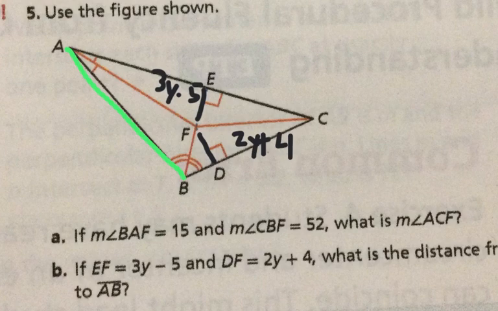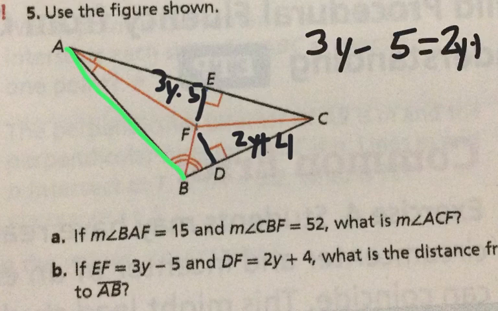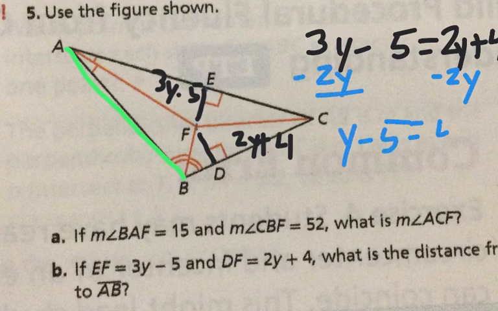Okay, well, I'm not really sure how I'm going to find that green line yet, but I know that EF and FD are equal because they are both perpendicular bisectors of that line. So I could say that 3y minus 5 has to equal 2y plus 4. So that means, when I solve that, subtract 2y, that tells me y minus 5 equals 4. So y is equal to 9.